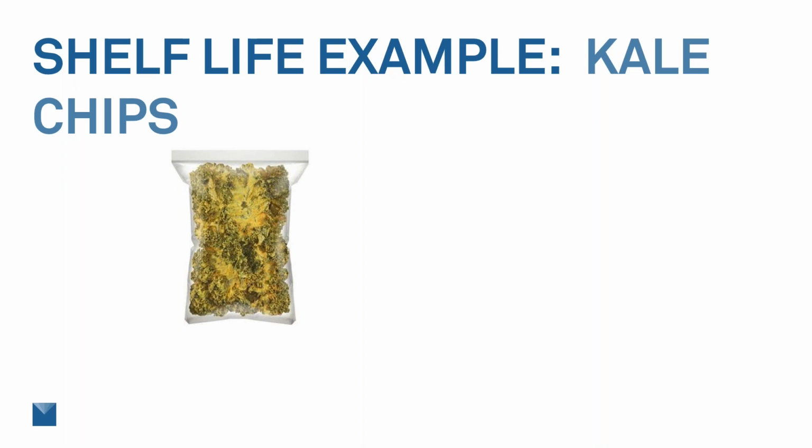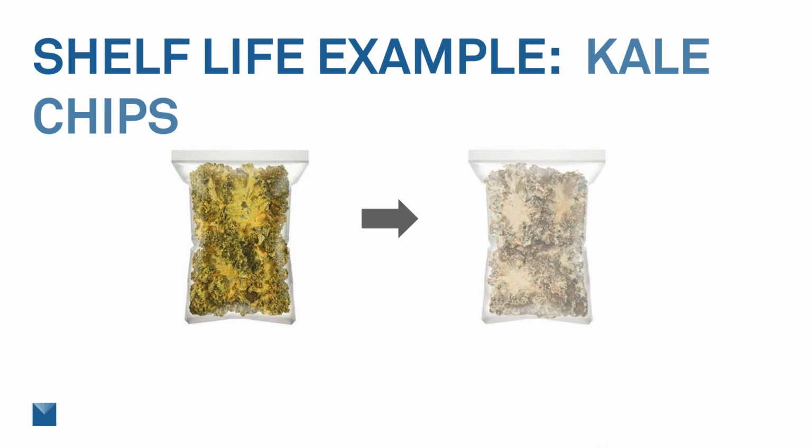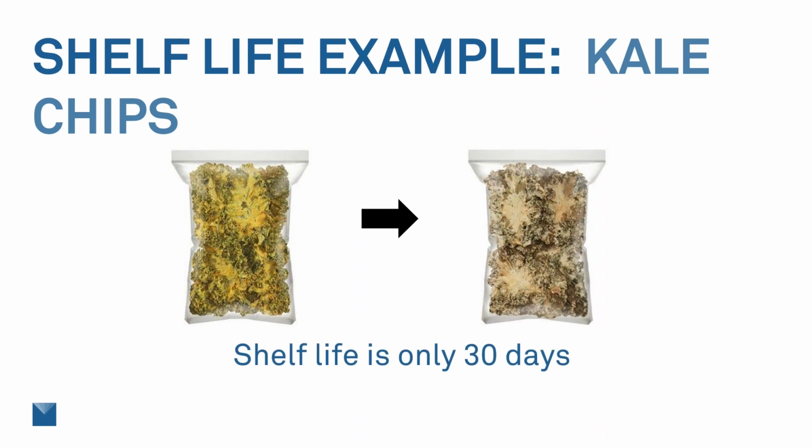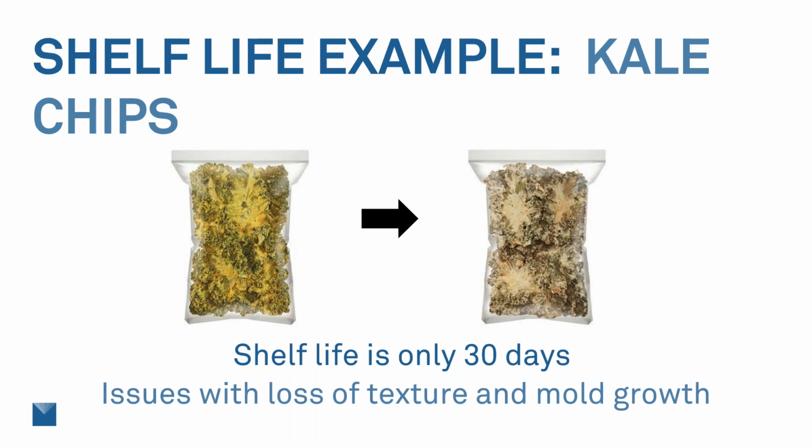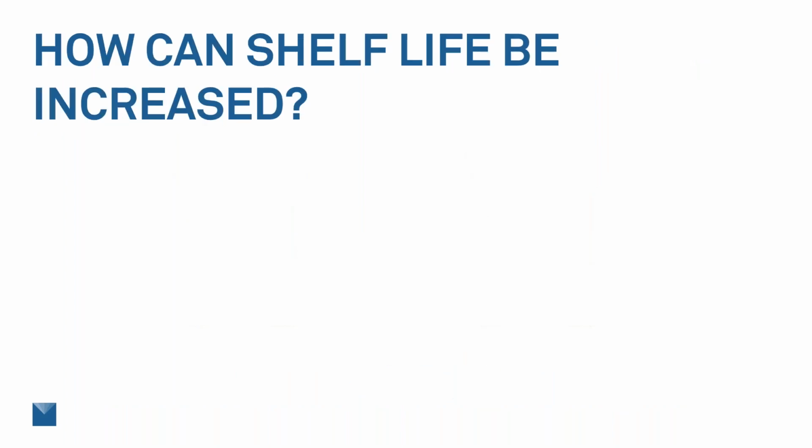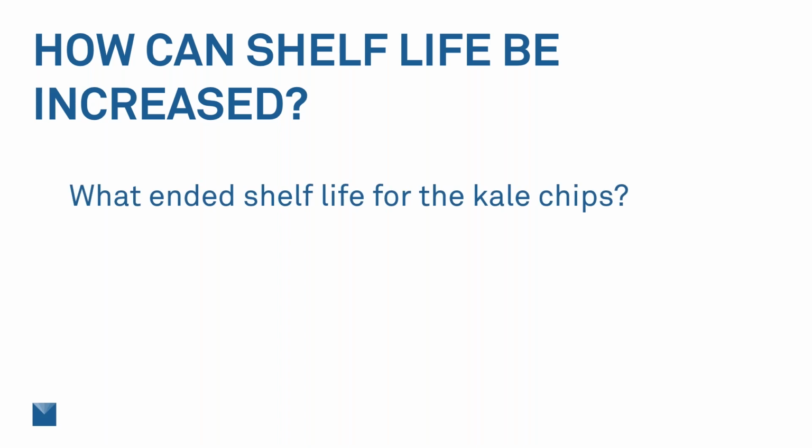All right, so here we have some nice, beautiful kale chips, and some not so nice kale chips here. The manufacturer had the shelf life at only 30 days. And their issues were that they had a loss of texture, which I mentioned before, and also mold growth. So we actually have two modes of failure in this example. So how can we increase the shelf life?